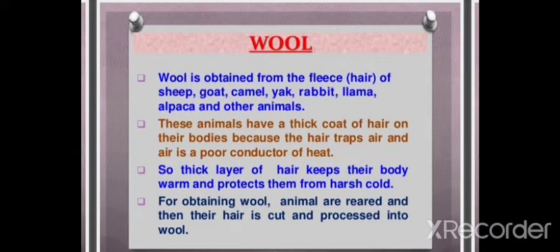So, what is the use of this thick hair? The thick hair keeps their body warm and protects them from harsh cold climate. To obtain wool, animals are reared. Reared means raised, and then the hair is cut and processed into wool.